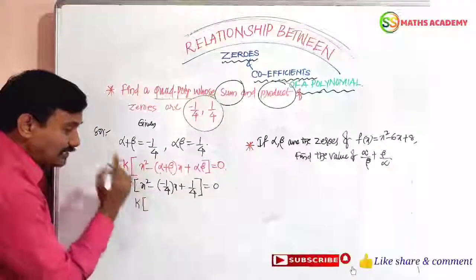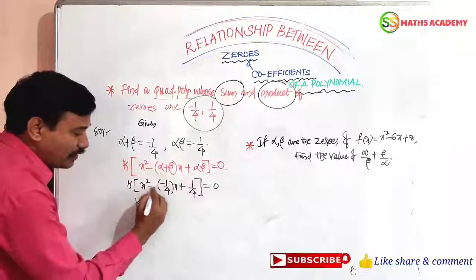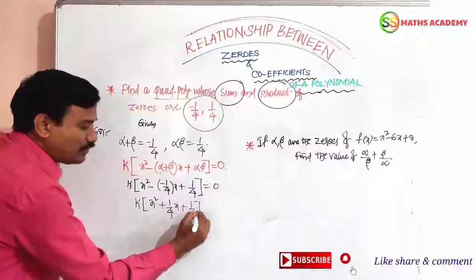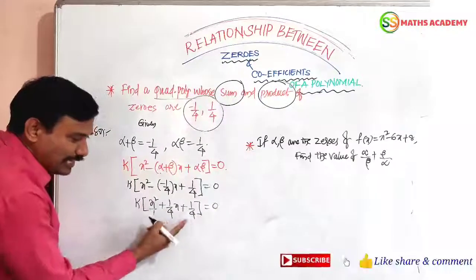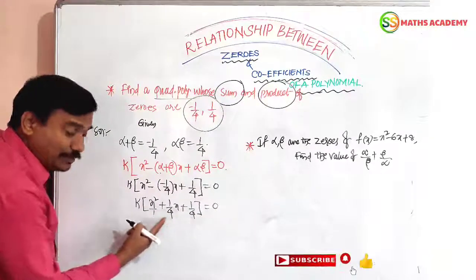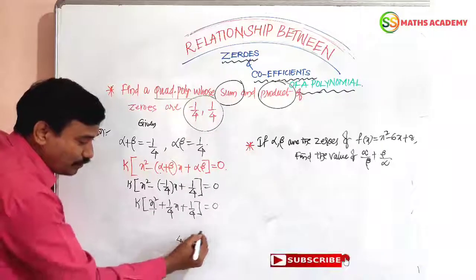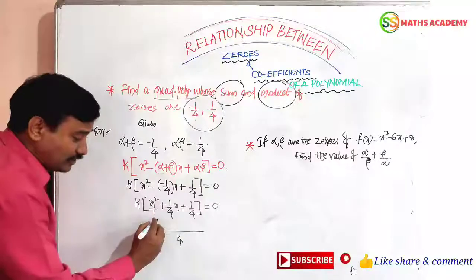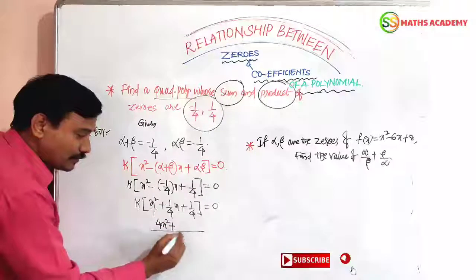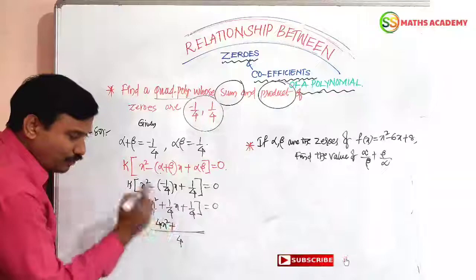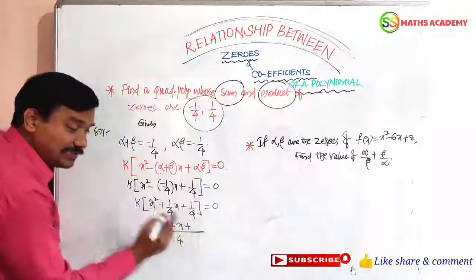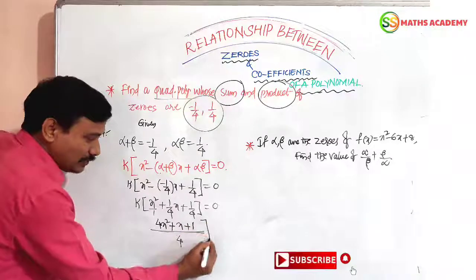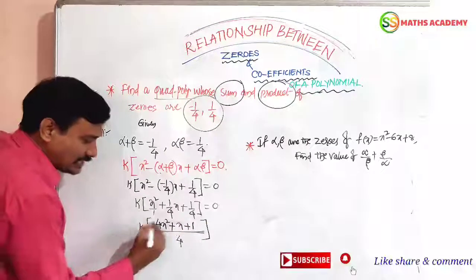Now k is the constant, friends. Now x square minus into minus, plus 1 by 4 x plus 1 by 4 equals 0. Now do the LCM procedure here. I should get 4 as the denominator. 4 into x square, 4x square, plus 4 by 4, 1 into x. Clear? 4 divided by 4, 1 into 1, 1. Bracket close. Now k is the constant.